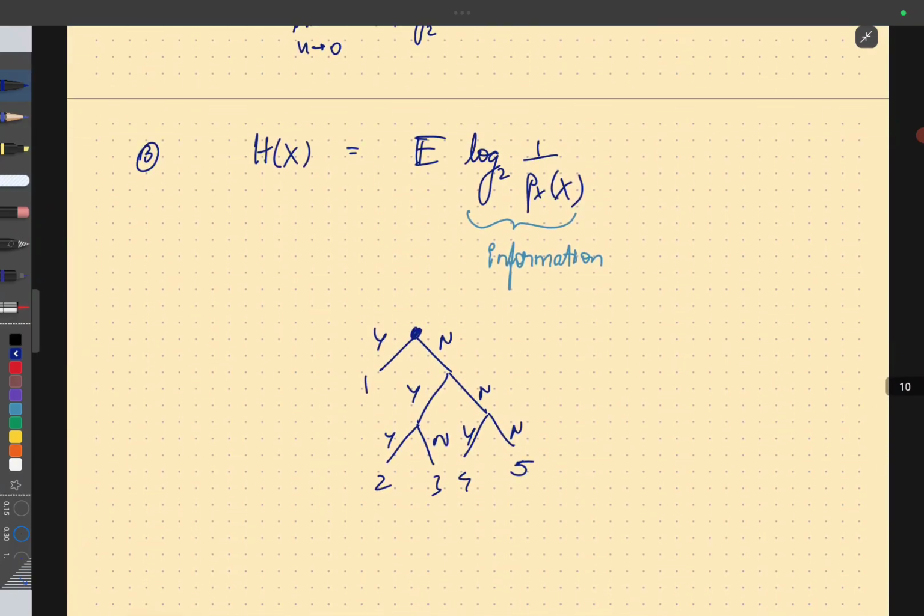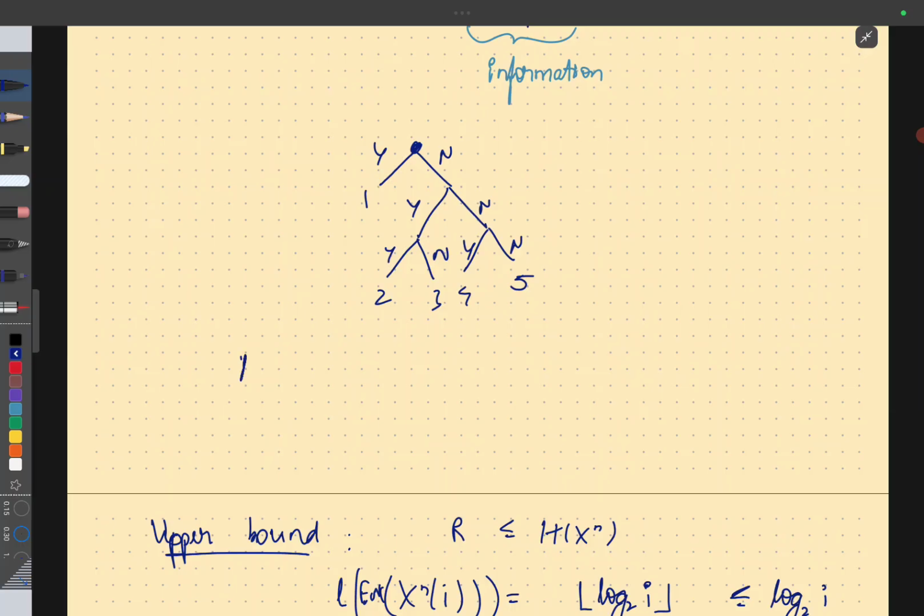And the entropy was interpreted as the amount of randomness that is present in the source. The more random the source is, the larger the entropy is going to be. And if you get to know the realization of the source, then it means that you've got more information. So the interpretation is that the more random the source, the more info you get by observing the source.